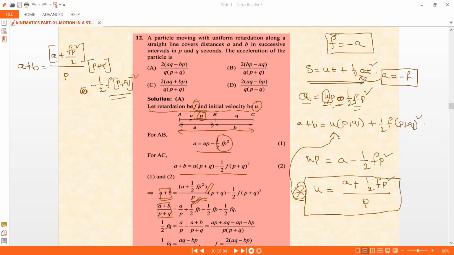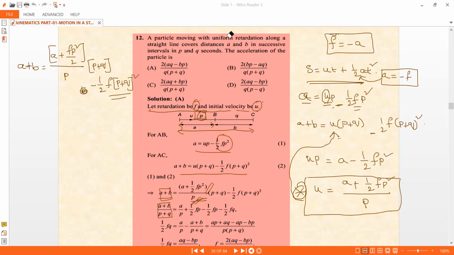This is the equation we are using, and then you can substitute this. Here you can take the negative sign instead of the positive sign, so it's up to you. Even if you take the positive sign, you are going to get the same answer, but with the negative sign it tells you that it is retardation. So don't worry much about that.